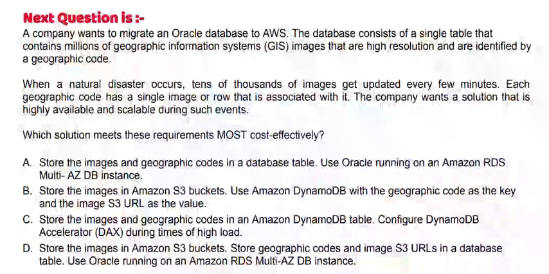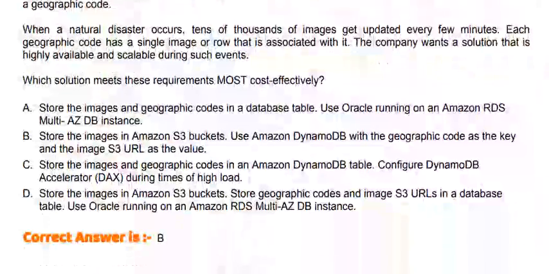And option D. Store the image in Amazon S3 buckets. Store geographic codes and image S3 URLs in a database table. Use Oracle running on an Amazon RDS multi-AZ DB instance. And the correct answer is option B.